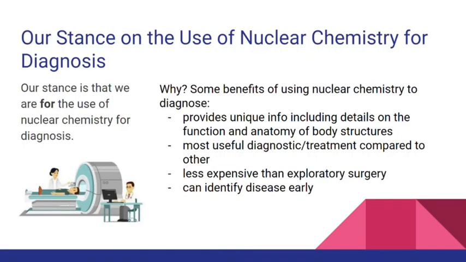We are for using nuclear chemistry as a way to diagnose. Why? The benefits are very high yield, including providing unique information on your body systems, identifying early disease before symptoms show, and being cheap and simple. Although there are health risks to using nuclear chemistry involving radiation exposure, the result is worth it in the end.